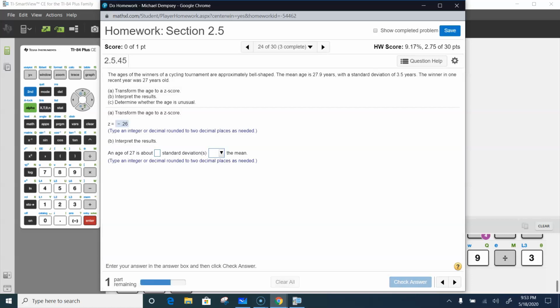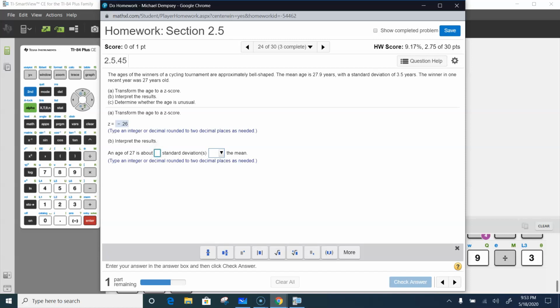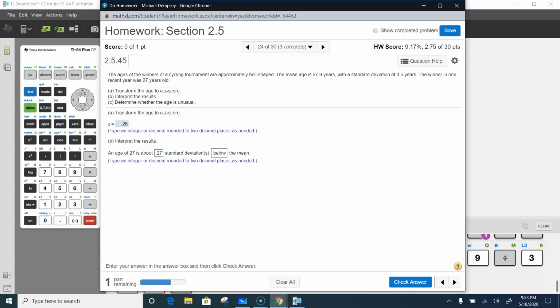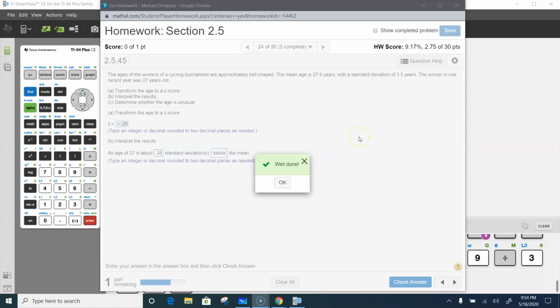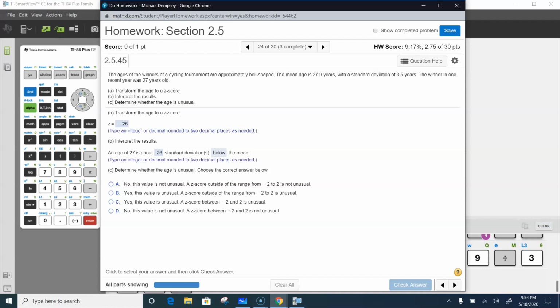Okay. Interpret the result. So if this z-score is negative 0.26, it means it's below the mean, right? So it's about 0.27 standard deviations below the mean. That's what a negative z-score would represent. Okay, sorry about that. 0.26 standard deviations below the mean, not 0.27. I don't know why I typed that. 27 is the raw score, 0.26 below, so that was a typo. But yeah, it'd be 0.26 standard deviations below the mean.